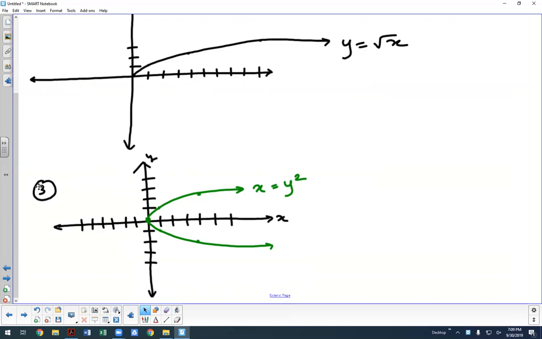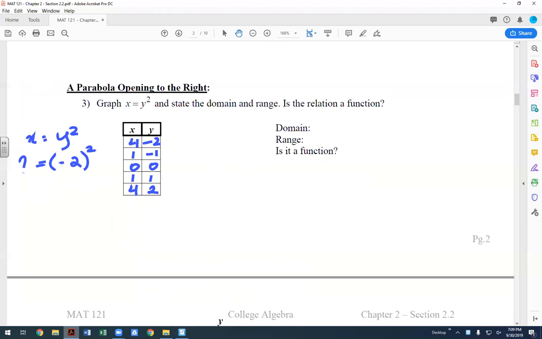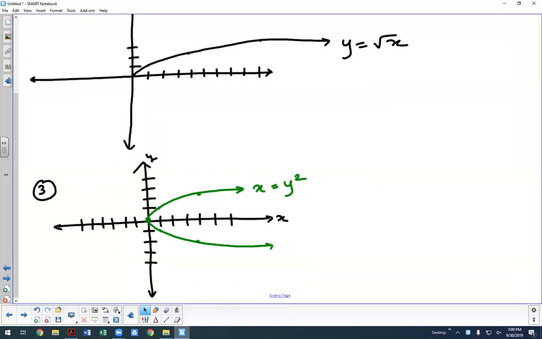Did everybody get that? Yeah? Is this a function? No, because it's going to fail the vertical line test. So it is not a function. What can you say about its domain and range?